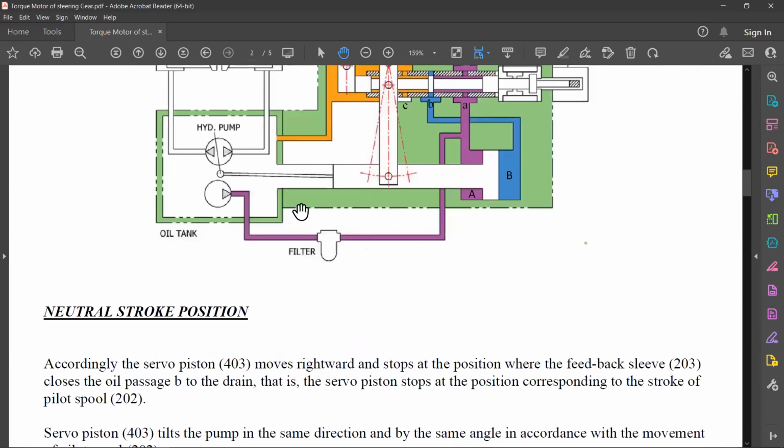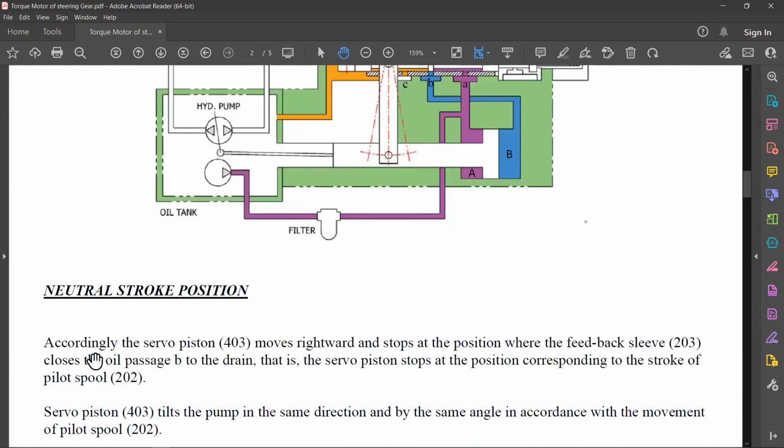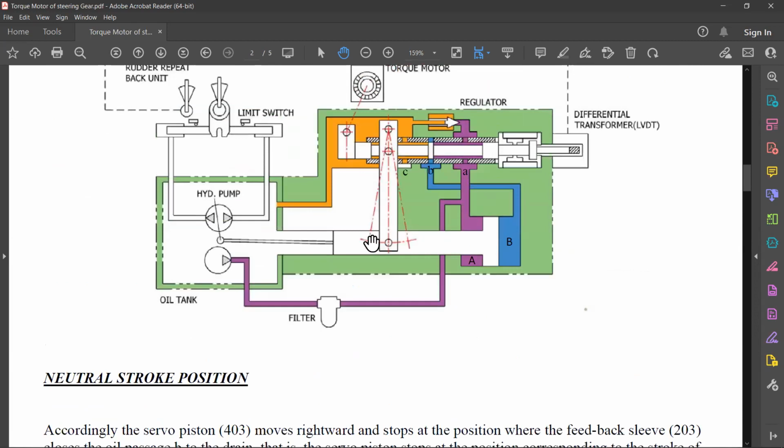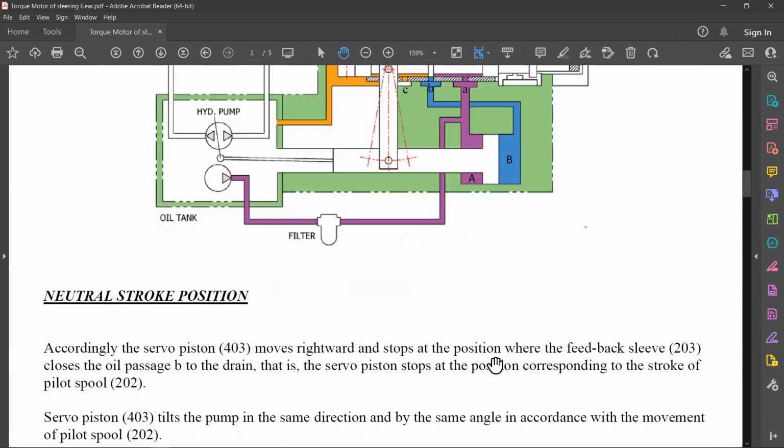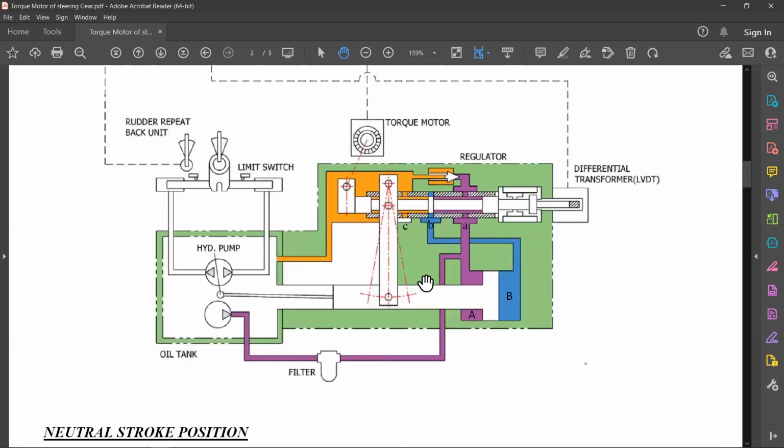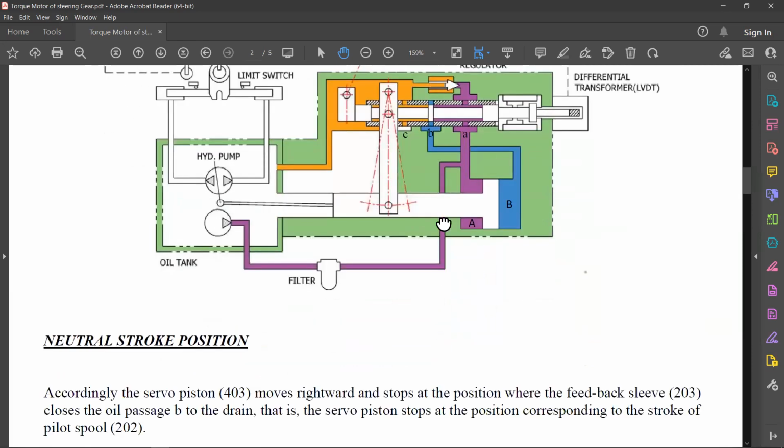So now we talk about this neutral stroke position. Accordingly, the servo piston 403, this entire servo piston, moves rightwards and stops at the position where the feedback sleeve 203 closes the oil passage to B to drain A. So it means basically the passage B is closed in the neutral position. That means this entire spool is closed, and both the larger side of the cylinder and the smaller side of the cylinder are locked.